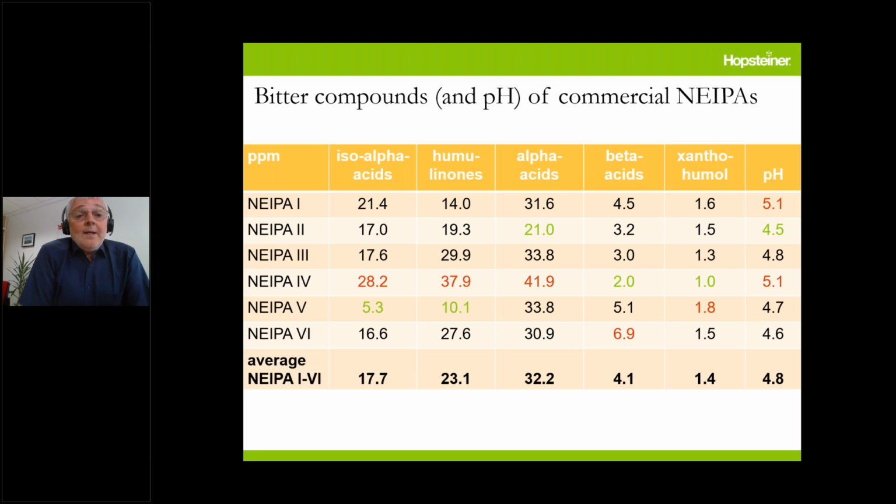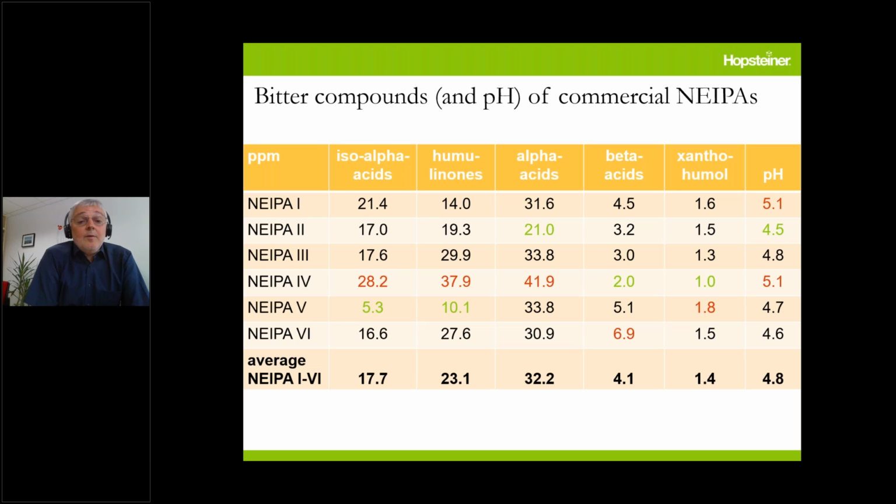So these are the results on the bitter compounds. In addition, I also give the pH value in this table. And these are the results on the 6 commercial New England IPAs. You see a quite high range of concentrations on the various compounds. In green, you always see the lowest value for one parameter; in red, always the highest value.